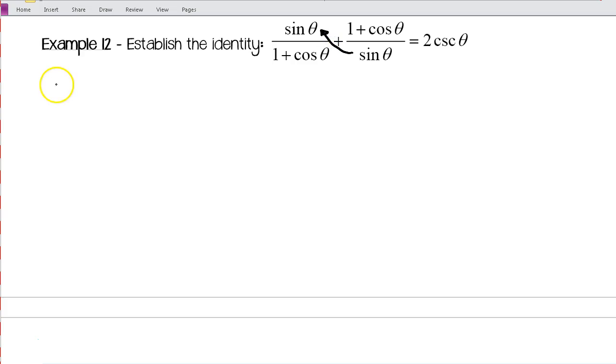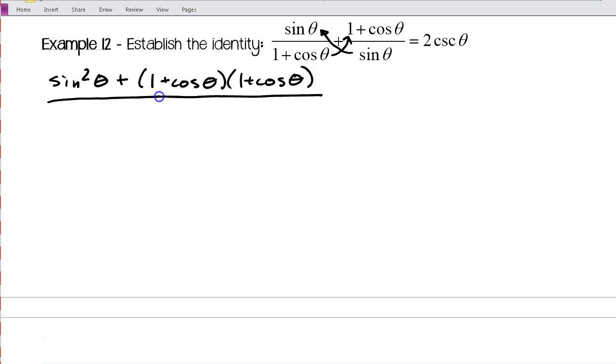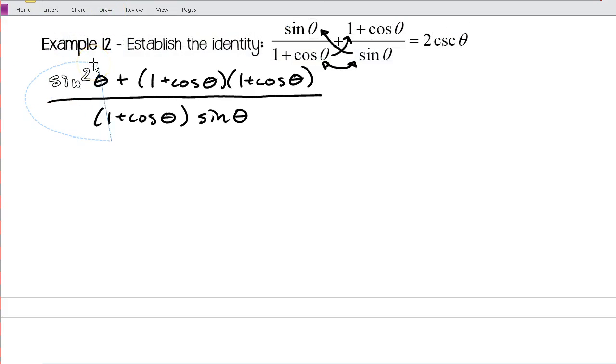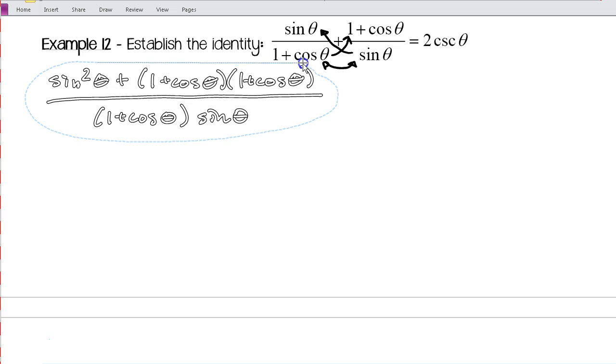So I'm going to do sine times sine to give me sine squared theta. And then since we're adding them, I'm going to do plus. And then I've got 1 plus cosine theta times 1 plus cosine theta. And we'll probably go ahead and FOIL that out in a minute. And then we just multiply the denominators. So I have 1 plus cosine theta times sine theta. And we'll go a few steps before we determine if we want to distribute that denominator yet. But for now, we'll just leave it the way it is.